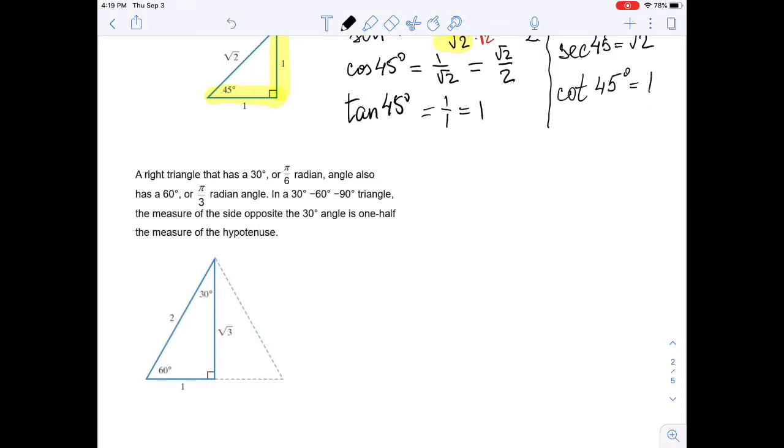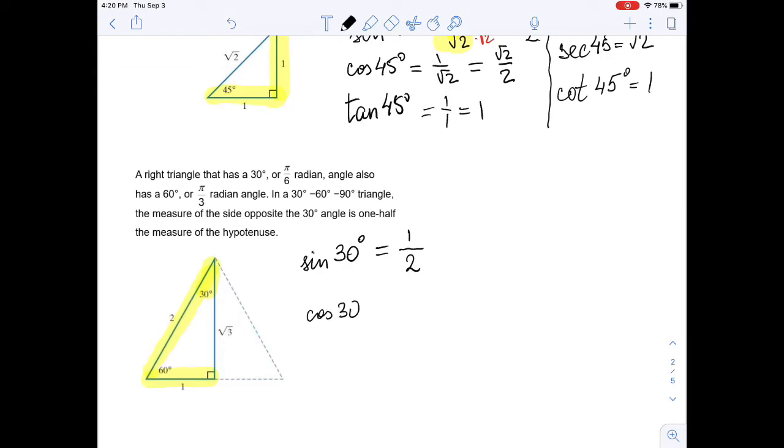Now right triangle with the angle 30 degrees or pi over 6 radians and 60 degrees or pi over 3 radians angles. So let's find sine 30 degrees. It is a quotient of the length opposite to this angle to the length of hypotenuse. So it's 1 over 2.